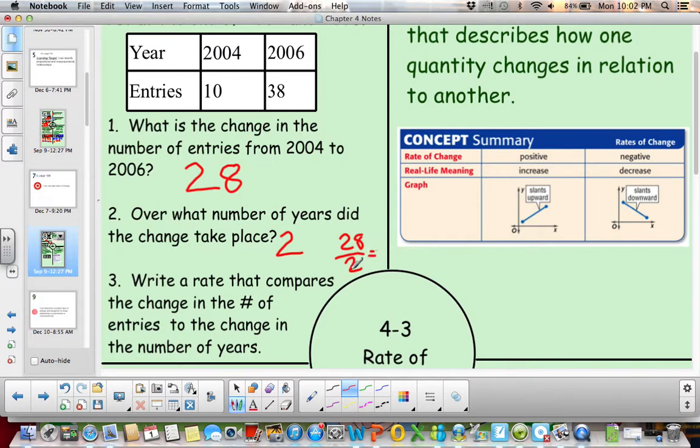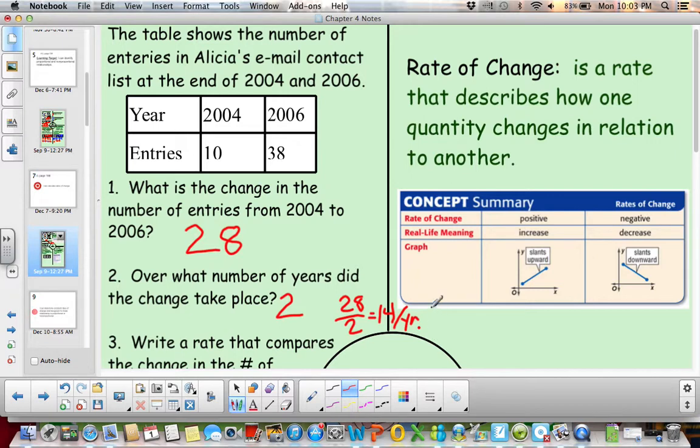And then we want to find our unit rate. We can divide both the numerator and the denominator by 2, or just go 28 divided by 2 and we get 14. That means on average, from this data, Alicia entered 14 emails per year. So we would go 14 entries per year. We got 2 from 2006 minus 2004, and 28 from 38 minus 10.